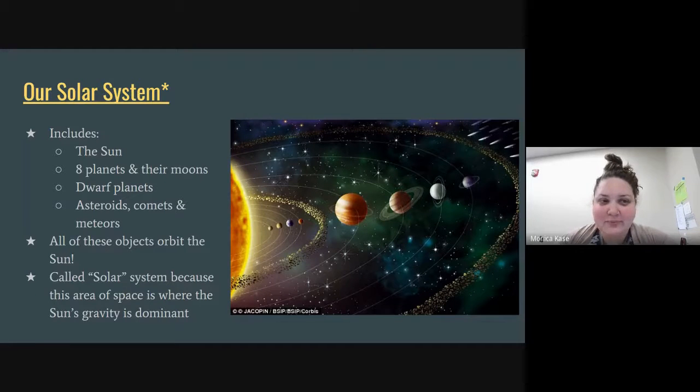So our solar system includes our sun, the planets and their moons, as well as some dwarf planets, asteroids, comets, and meteors. It is called our solar system because it is the area of space in which the sun's gravity is most dominant. So the sun being solar.